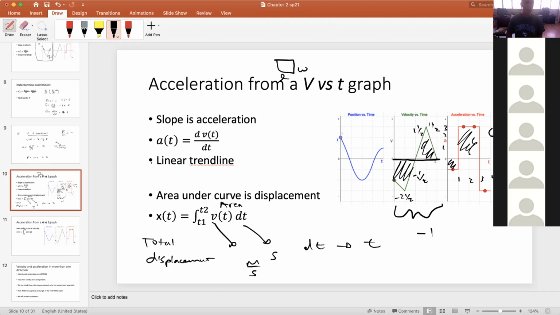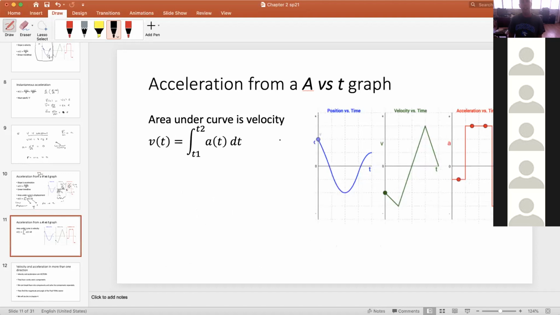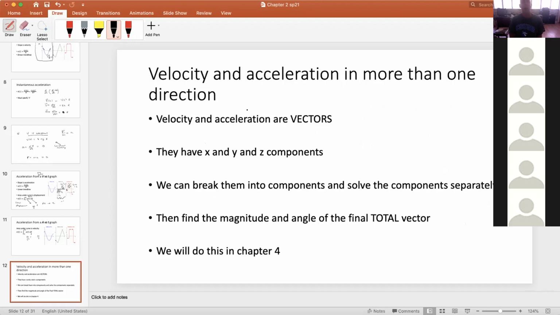Okay, so as I said, the area under the curve of an a versus t graph is v, because this is meters per second squared times seconds in dt, and so we get meters per second, which is the velocity. All right, enough of that. The takeaway here is that when we have more than one direction, and this is why we care about vectors, this goes back to answering a question I brought up last lecture. Why do we care about vectors?